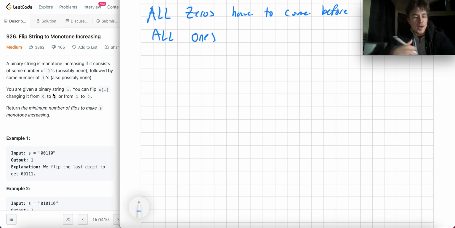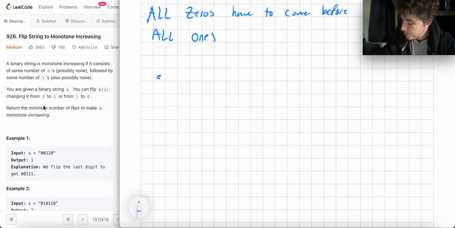Okay, so in this problem, you're given a binary string S of ones and zeros, and you can flip any of the bits, changing a bit that was 0 to a 1 and vice versa, from a 1 to a 0. Return the minimum number of flips to make S monotone increasing. Okay, seems simple enough, right? Because you can take any string and just start flipping bits until all the zeros come before all the ones.